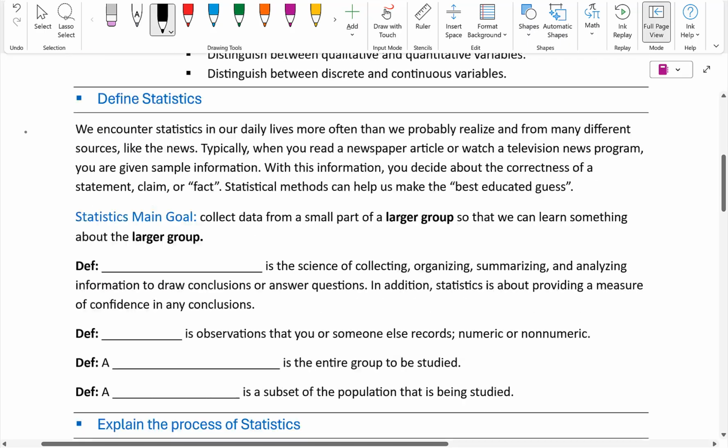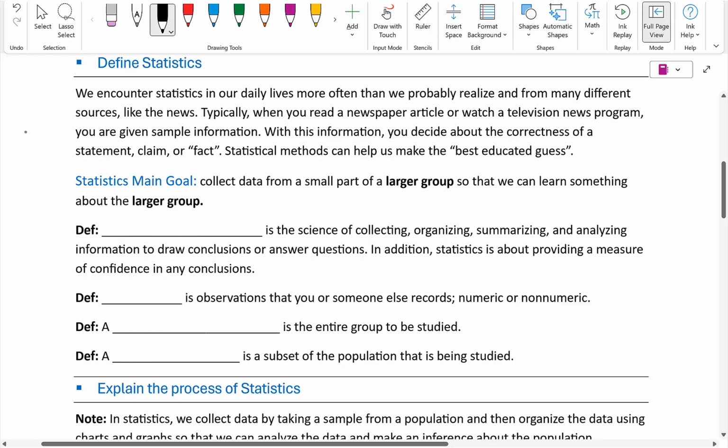We encounter statistics in our daily lives more often than we probably realize, and from many different sources, like the news. Typically, when you read a newspaper article or watch a television news program, you're given sample information. With this information, you decide about the correctness of a statement, claim, or fact. Statistical methods can help us make the best educated guess. So our main goal in statistics is to collect data from a small part of a larger group so that we can learn something about the larger group.